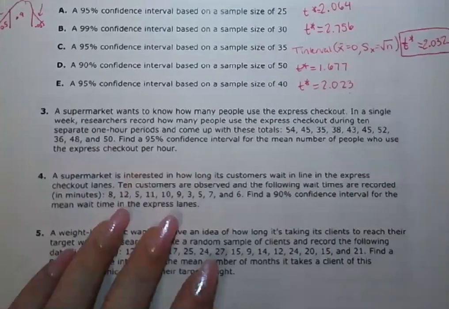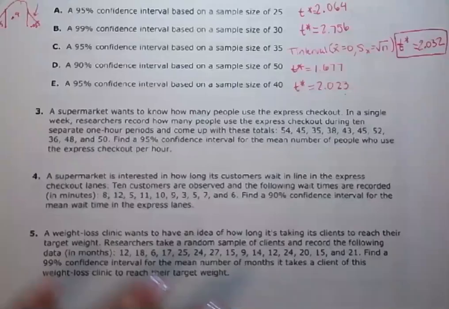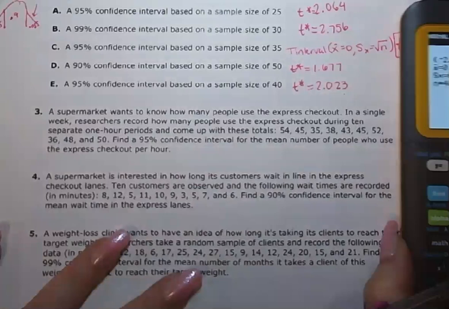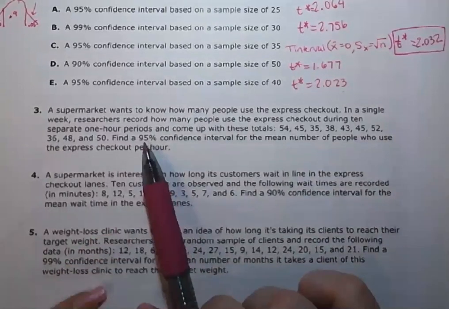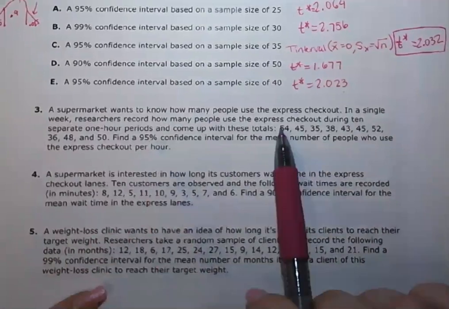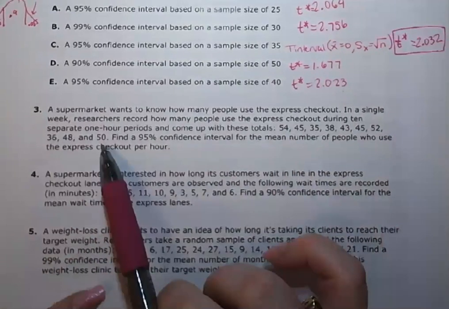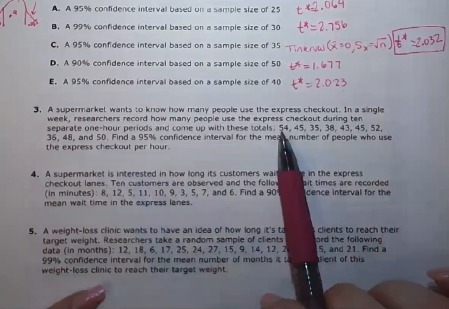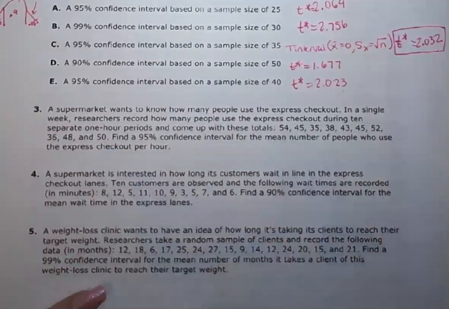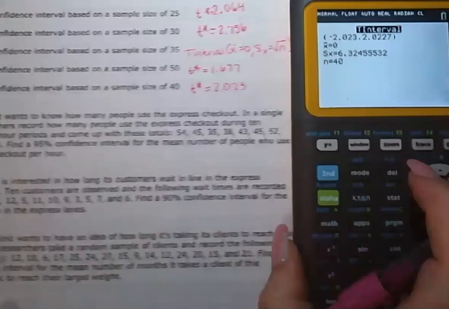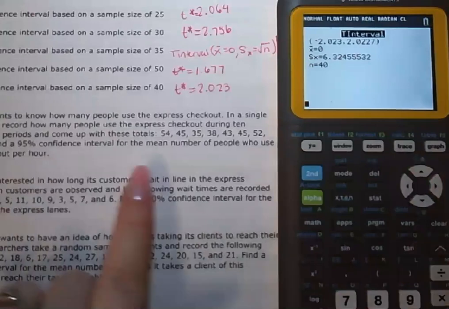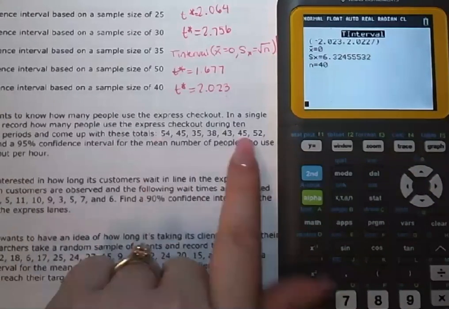Okay, I'm going to go ahead and use my calculator for this one. If I did not use my calculator to do this by hand, I would need my t star. I would need the mean of this sample, so I'd have to add them all up and divide by 10. And I would need the S of this sample. So let's just use our calculator this time. The first thing I need to do is put all these numbers into one of the lists in my calculator.